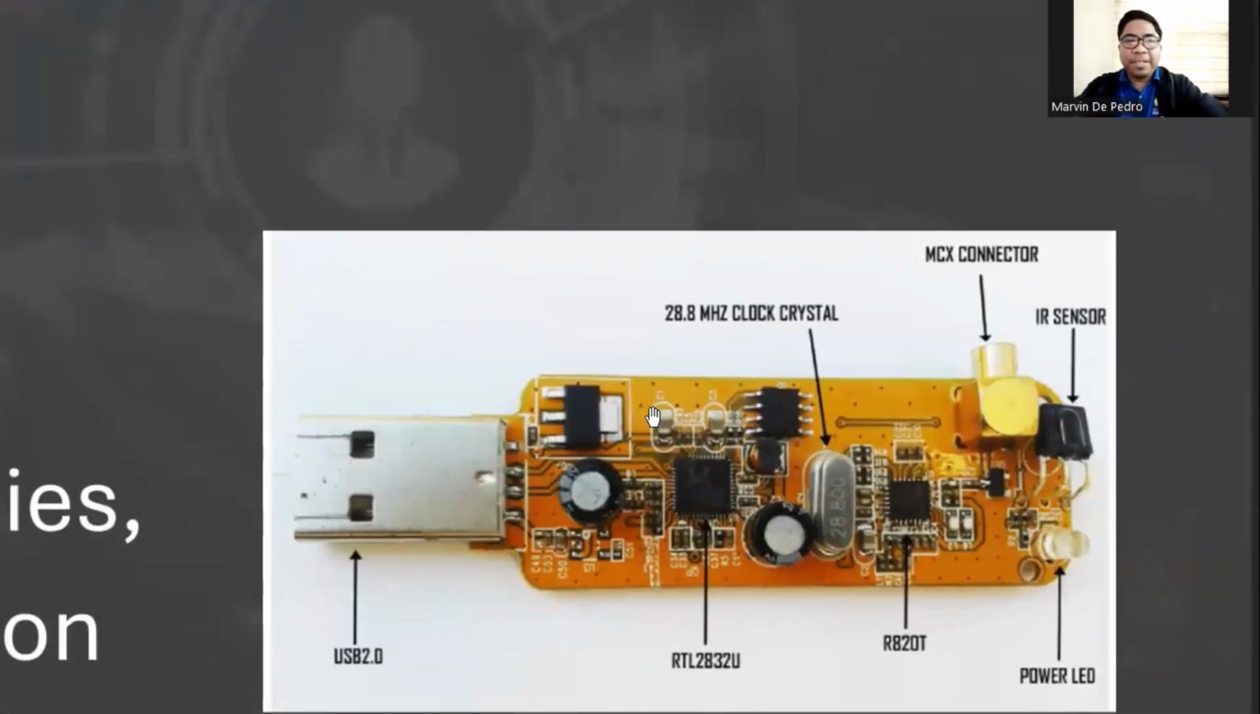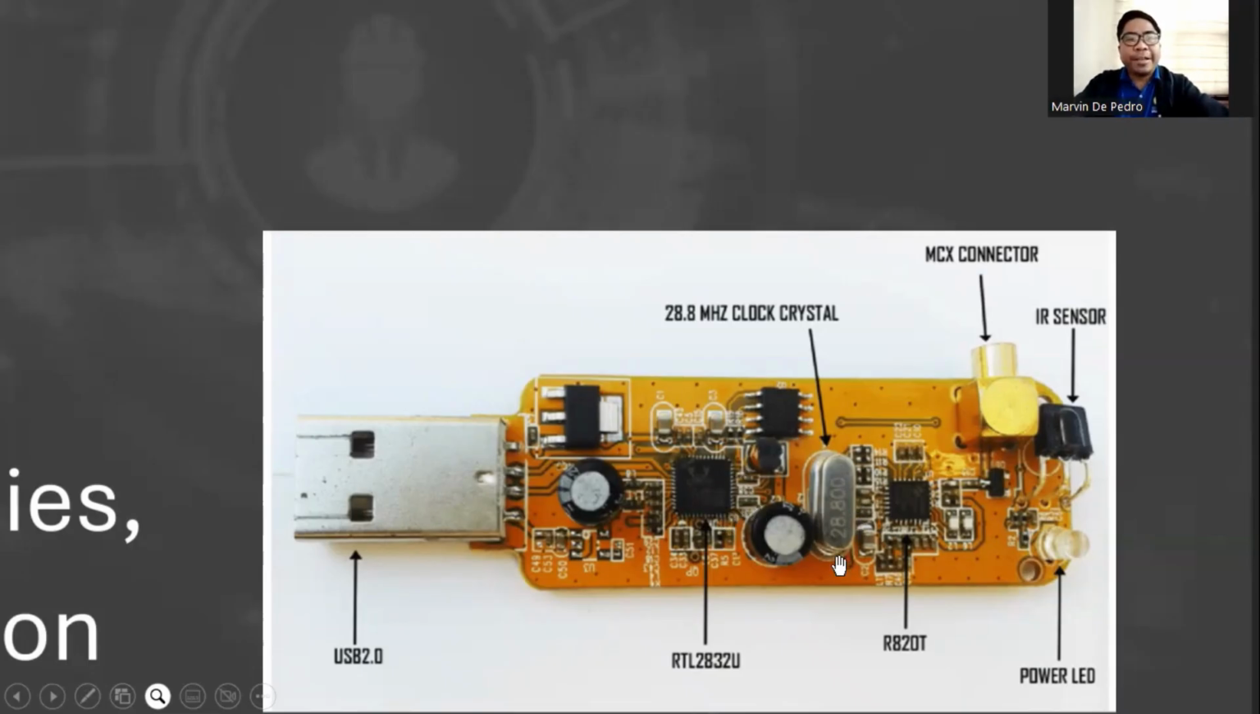So this is an example of an SDR dongle. It's not that complicated. It's like a flash drive. Of course, we connect it to our laptop or desktop computer via USB. One of the main components here is the RTL2832U. This is the SoC, or system on a chip, that serves as the brain of this dongle. So, the RTL2832U, the SoC.